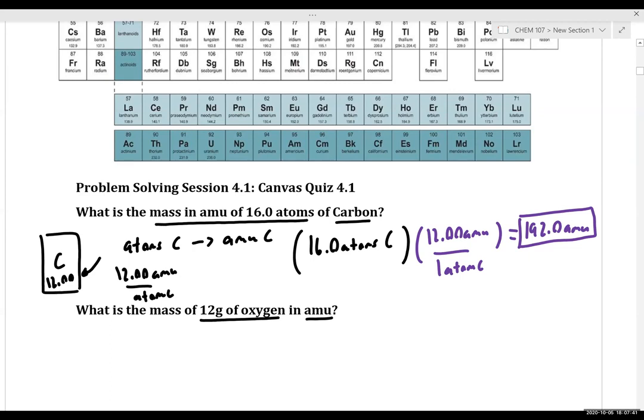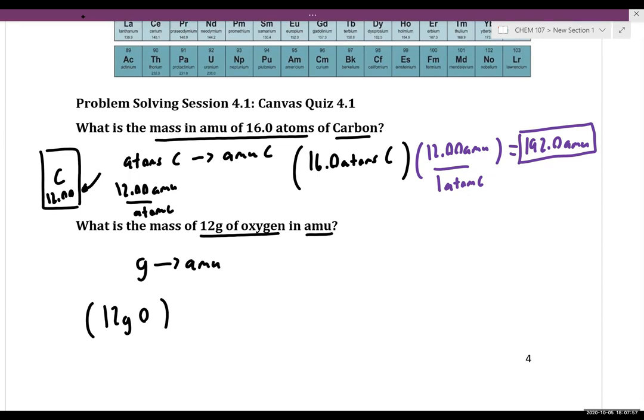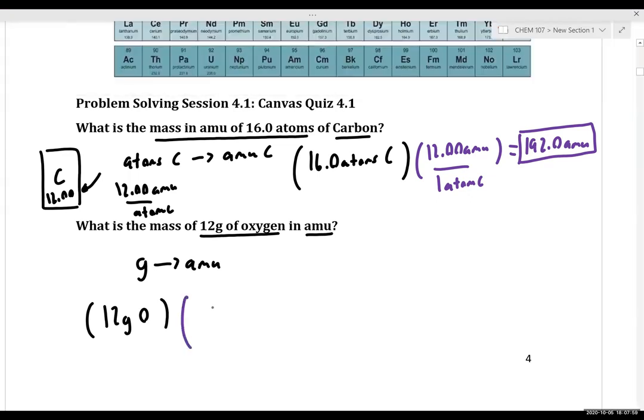Yes. Perfect. So next, we're trying to calculate the mass of 12 grams of oxygen in AMU. So we're trying to go from grams to AMUs. If we have 12 grams of oxygen, we know from our conversion that in 1 AMU, because we're going from grams to AMUs so AMU should be on top, we have 1.67 times 10 to the negative 24th grams.